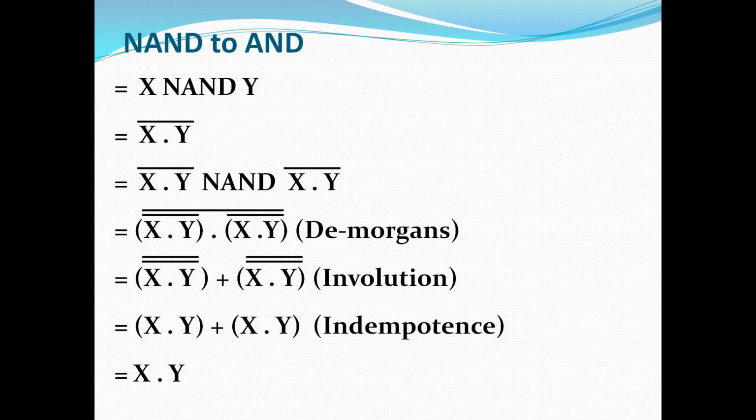After that, we apply the involution law. The involution law states that x double dash equal to x. If you apply the involution law, the double dash will be removed. So apply involution to (x dot y) double dash plus (x dot y) double dash, and that will be x dot y plus x dot y. In both cases, the double dash is removed.